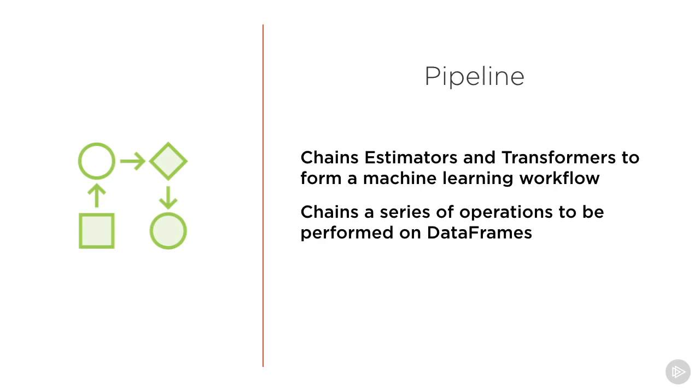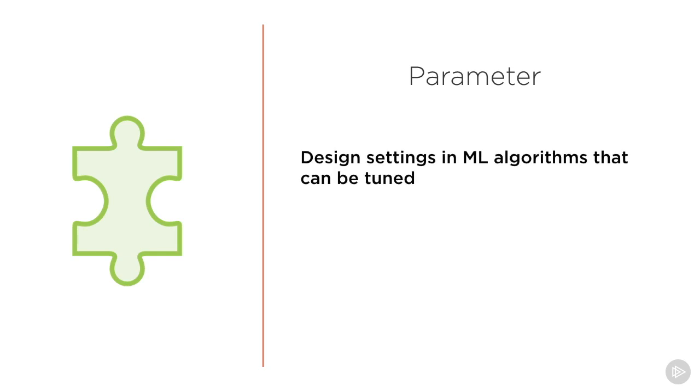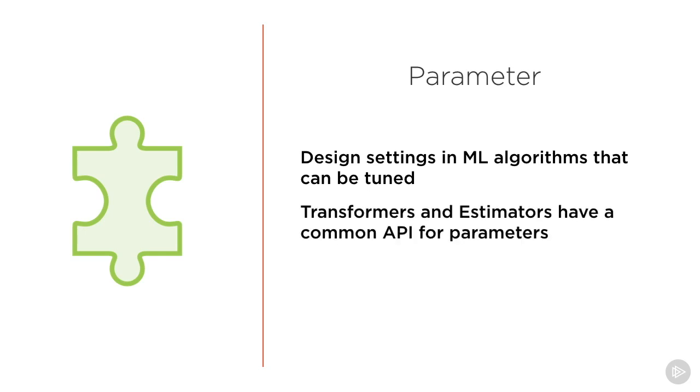You can think of a parameter as a design setting for any machine learning model. Depending on the algorithm that you choose, they might have different parameters. These are design settings that can help you tune your machine learning model, and this tuning is called hyperparameter tuning. Spark ML makes it simple to use parameters by having a common API across transformers and estimators.